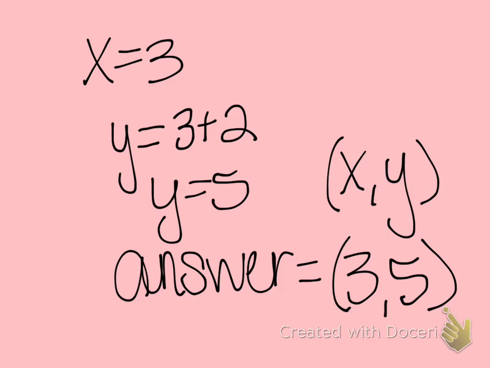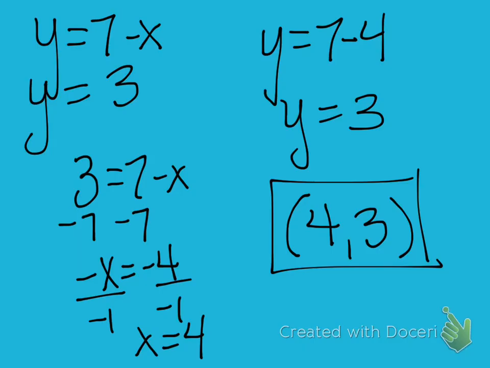If we do decide to solve for y, we would have x equals 3 that we have found, and we would go ahead and plug in that information into the equation. So y equals 3 plus 2, y equals 5. So our answer in x comma y would be 3 comma 5. Another example, if we have the equations y equals 7 minus x and y equals 3, we would plug in 3 for the y value in the first equation.